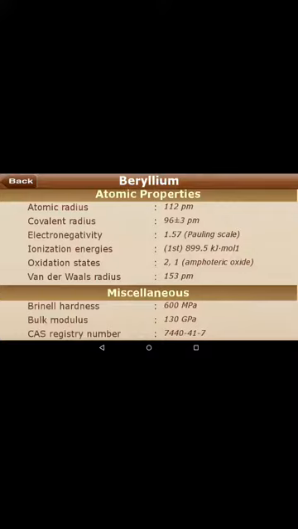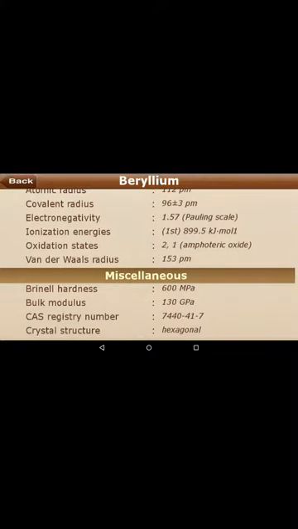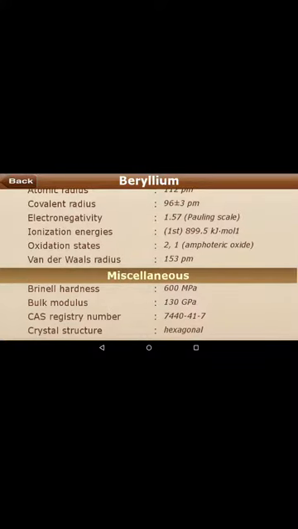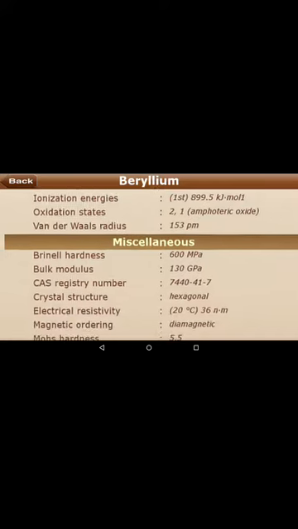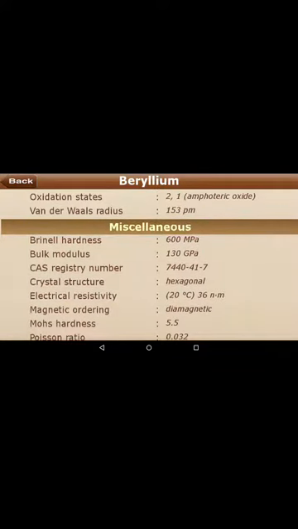Amphoteric oxide. An amphoteric oxide is an oxide which is able to give and accept. It undergoes both basic and acidic reactions. That is what we call an amphoteric oxide. Now, I have the van der Waals radius of 153 pm. Now, some other items we need to look at, the miscellaneous ones.